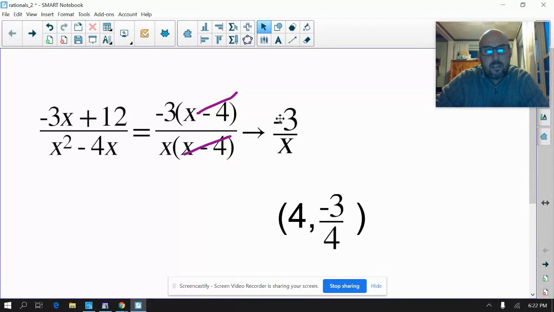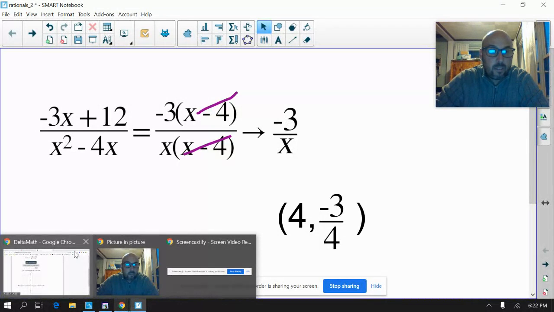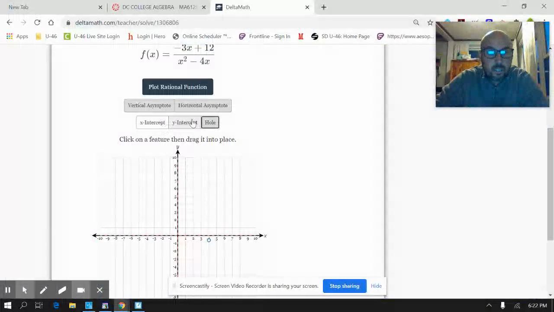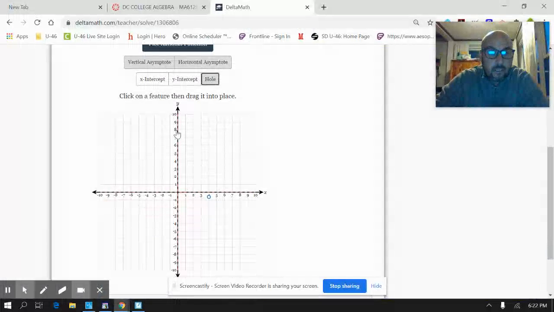So after the reduced version of this function, you have a vertical asymptote at x equals 0, and you have no x-intercept. There's no x value that would make the numerator, the top, 0. So there is no x-intercept, there's no y-intercept. I've got 2 asymptotes, so my graph is going to be guided by these 2 asymptotes.